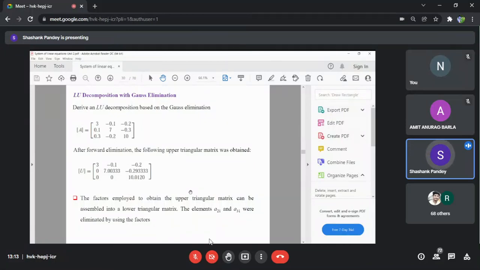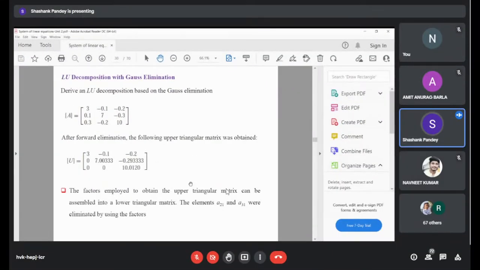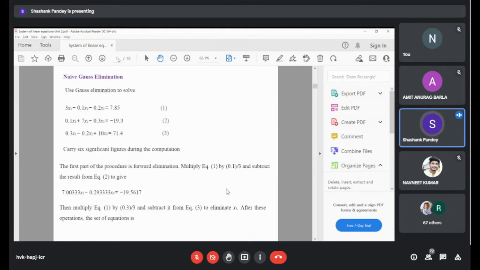Decompose this U into a triangular matrix, which is written over here as U is equal to some matrix written over there. So let us quickly go back to our last class. How did we perform this exercise? It was something like this.